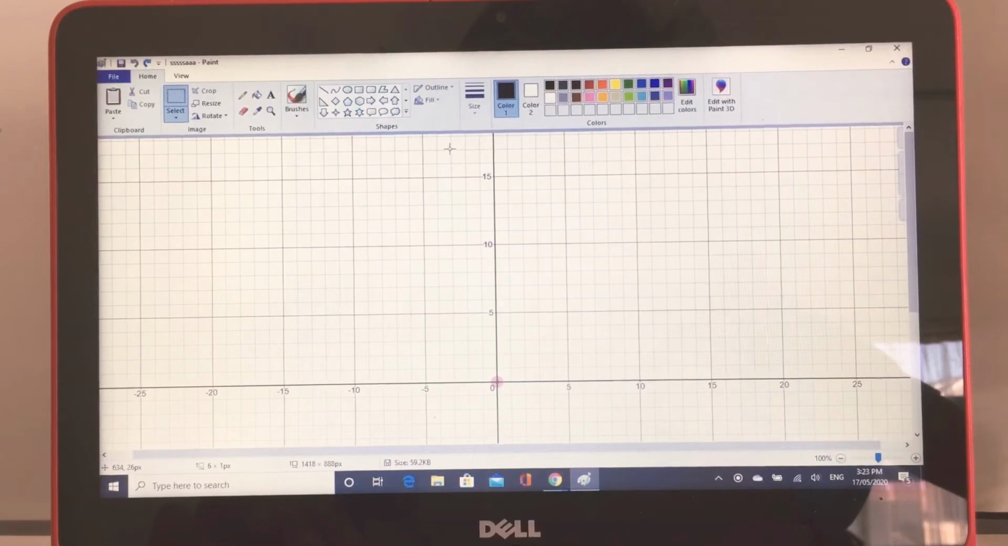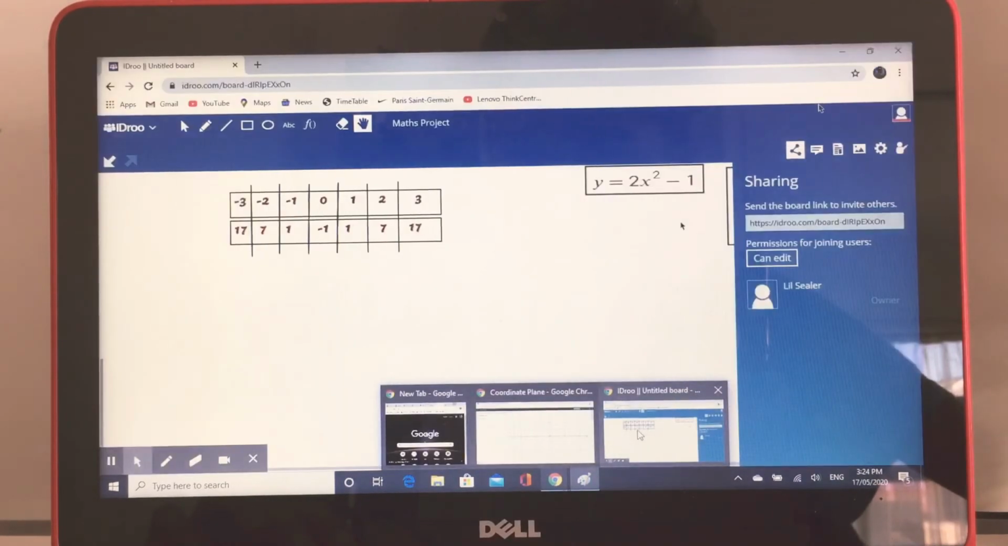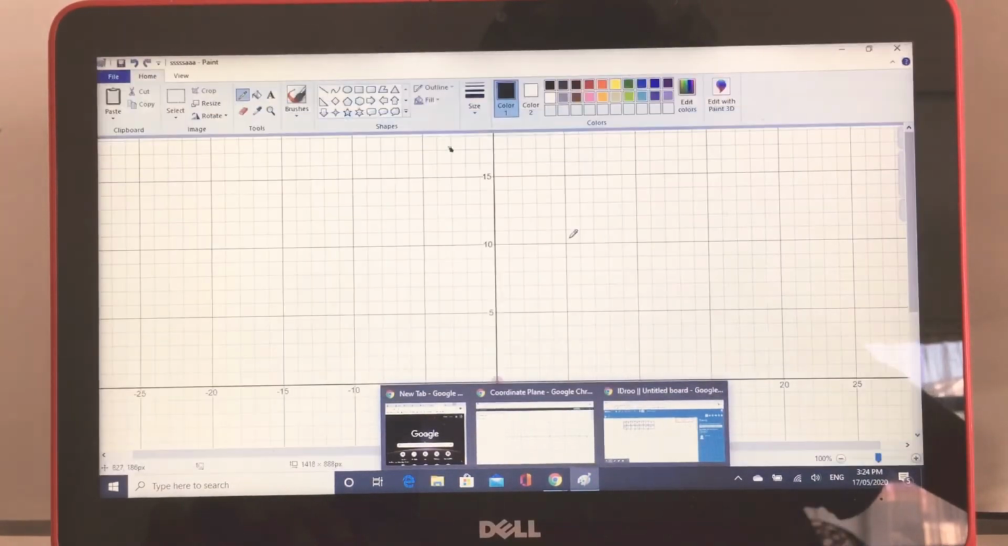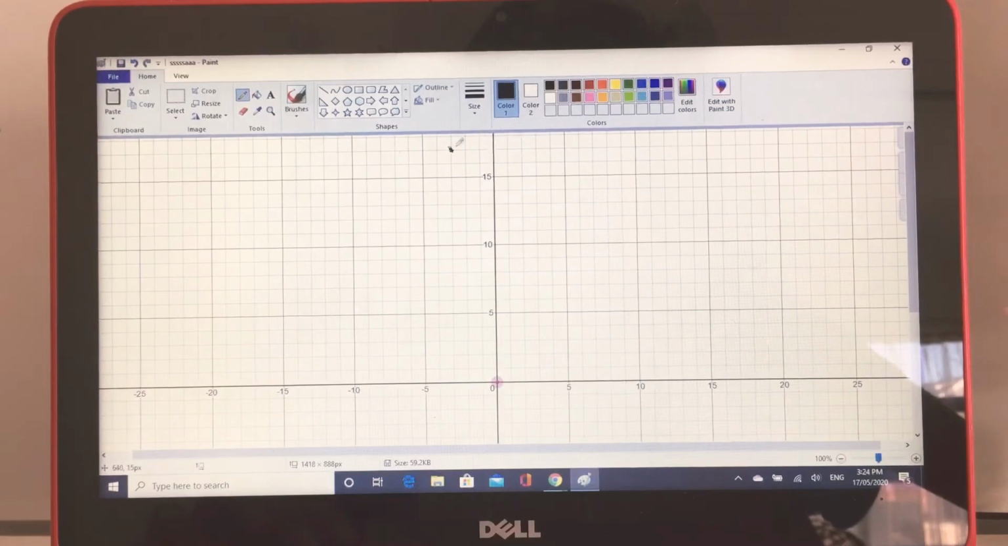If we can draw a, for some reason this is not working. Okay, this is why. Negative 3, 17. It's kind of hard on Paint. The second one is negative 2 and 7. So negative 2 right next to it, and it will be 7. 7 all the way down here.